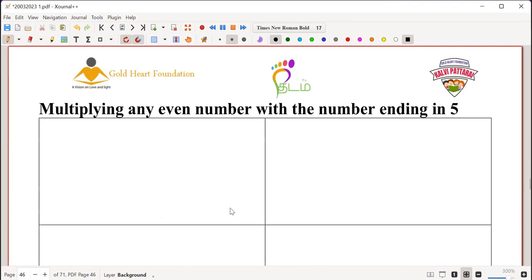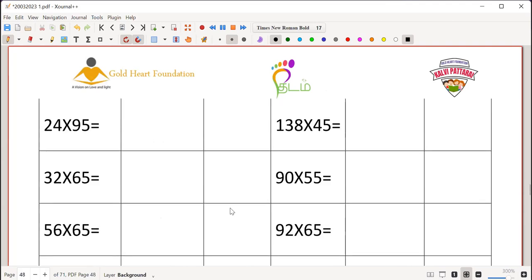These percentages you'll be needing. Okay. What would be 24 into 95? 138 into 40. Which one are you trying? Let's try this one.